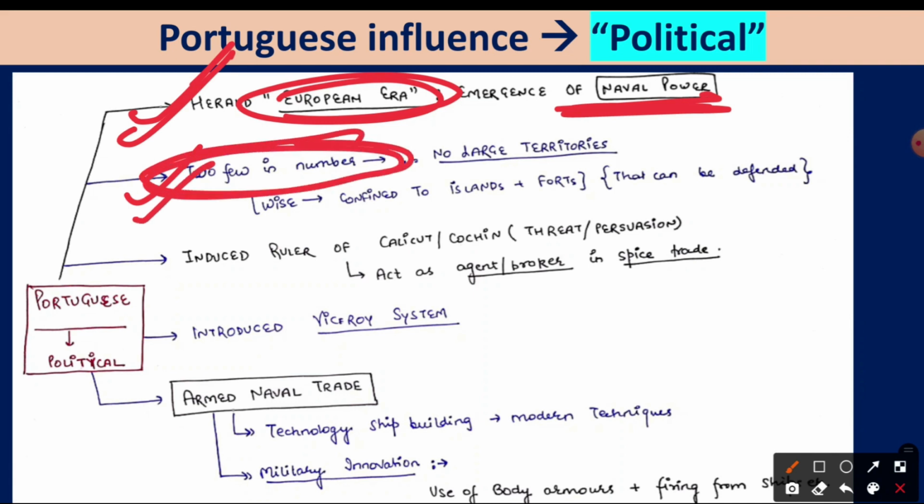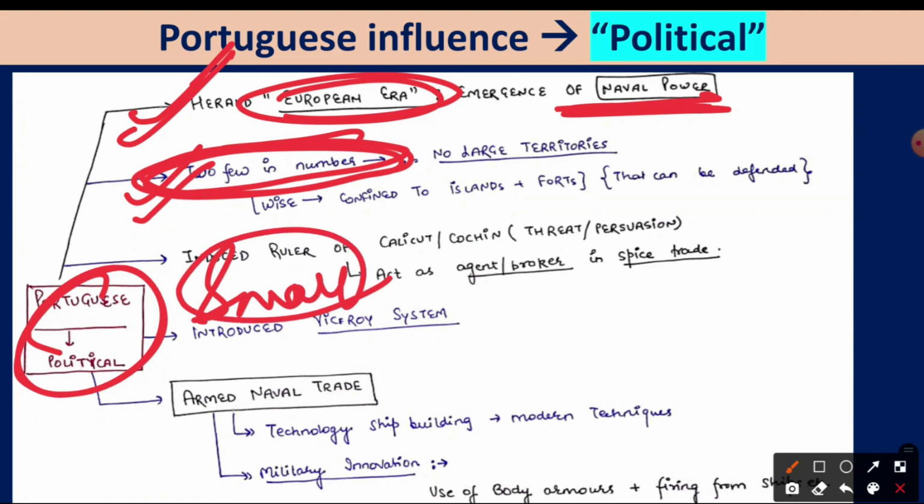Then they were too few in number. In fact, their political importance is very small because of the very few numbers they have and the territory they control, very less as compared. If we see from hindsight, from the present, their political influence is very less.